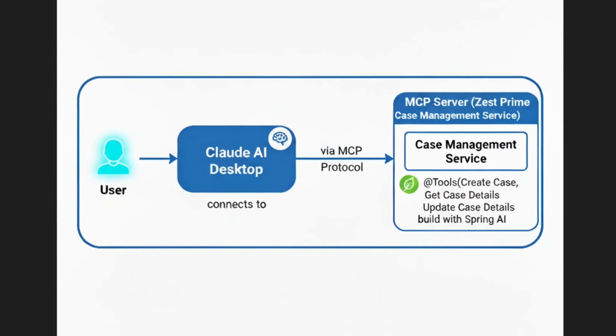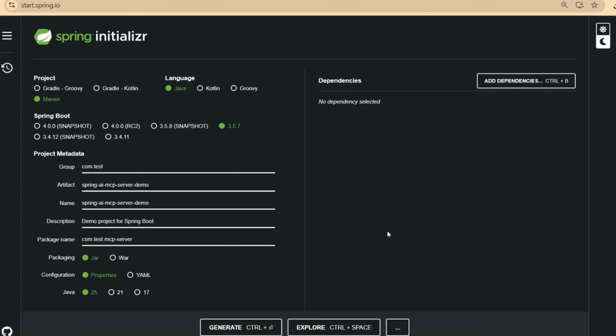To see a simple example, first I'm going to build a simple MCP server by using Spring AI. So let me build that first. Now I'm in the Spring Initializr project. I already filled in some of the details. I'm using a Java project with Maven, the latest version of Spring Boot, and JDK 25. These are the properties I have selected.